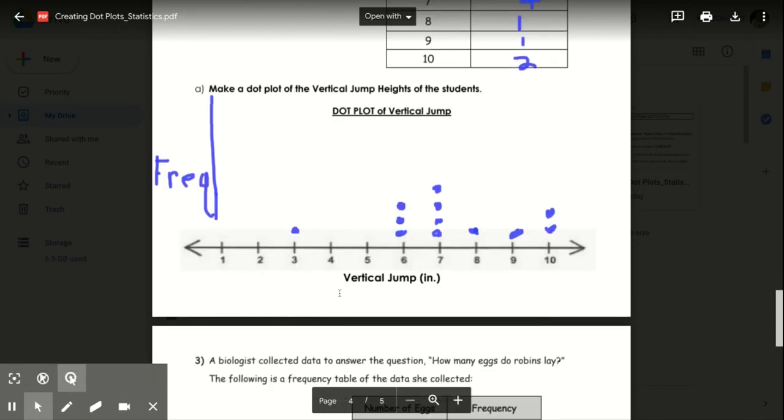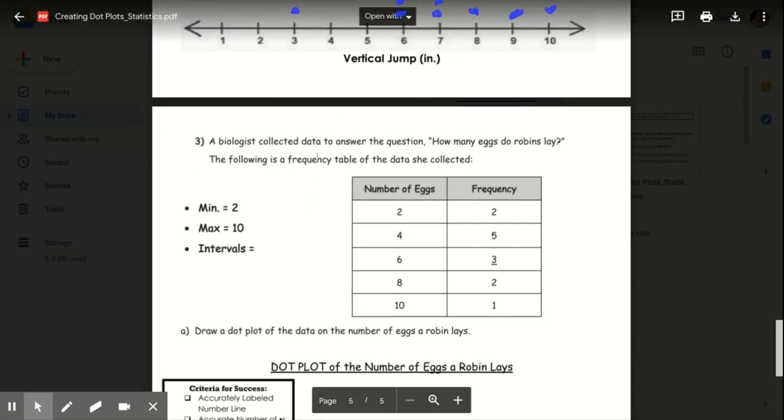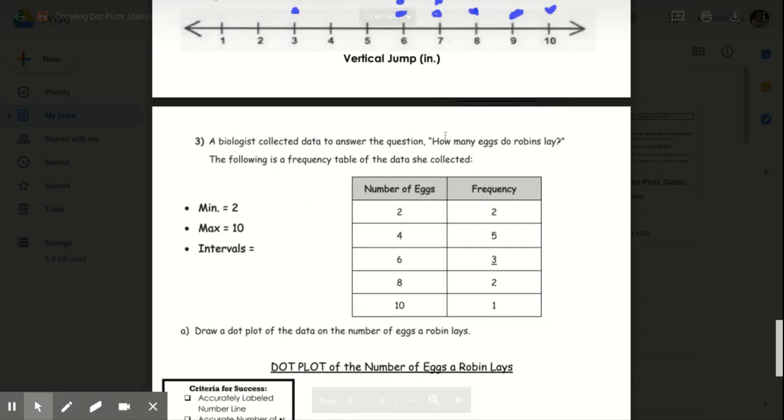Let's do one more real fast. A biologist collected data to answer the question, how many eggs do robins lay? How many eggs are they laying? And the following is a frequency table of data she collected. So how many eggs did they lay and how many times did you see them lay that amount of eggs?